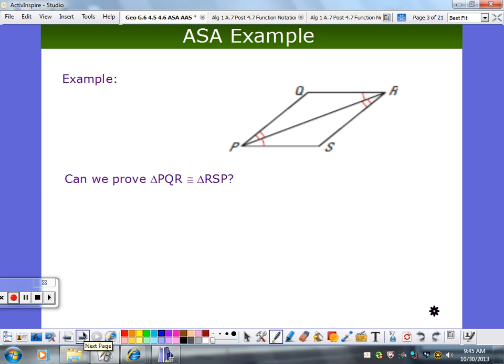So here's an example. Can we prove triangle PQR congruent to RSP? Let's mark our triangles here. We've got PQR, and we've also got RSP, so these two. And what do I know? I've got this angle congruent to that angle. I've got this angle over here congruent to that angle. So I've got two angles congruent. What else do I have here? PR is going to be congruent to RP because they are the same line, reflexive property. So yes, we can. What are we going to use? Angle, side, angle. So using angle, side, angle, I can prove that these triangles are congruent. So we're just looking for that pattern.